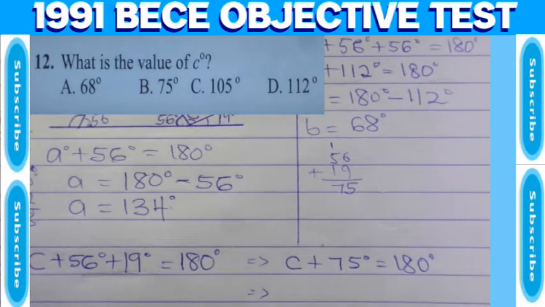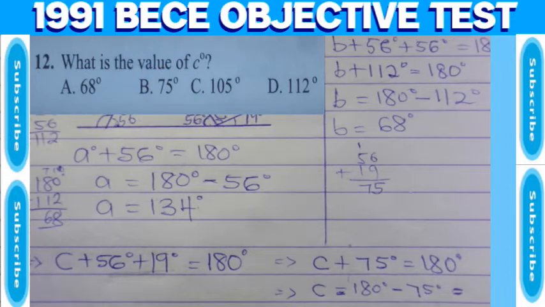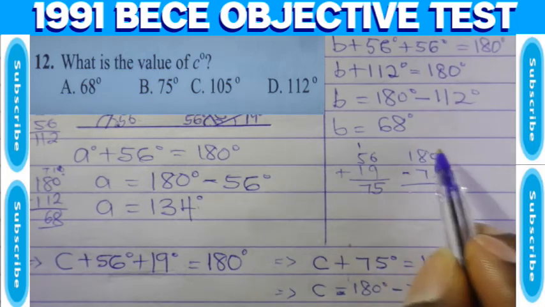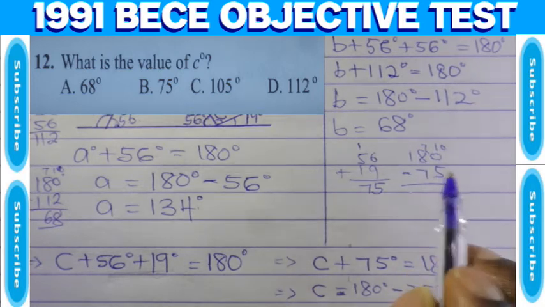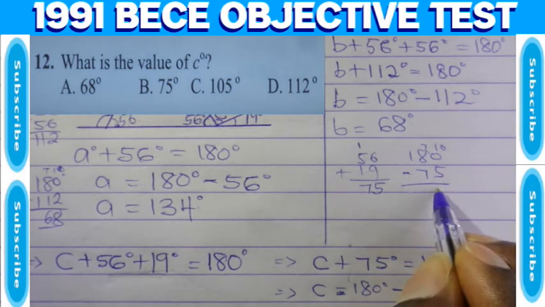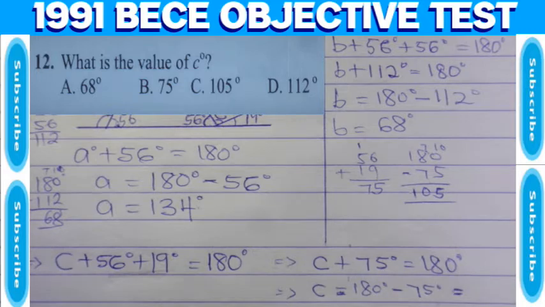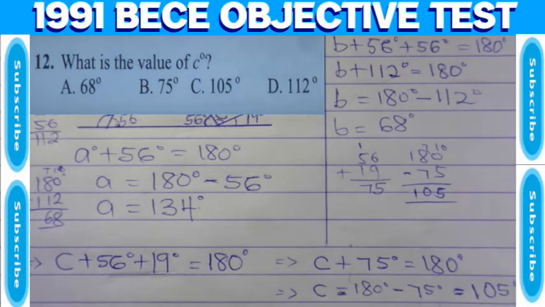So going forward, we have to subtract 75 from 180 degrees. So C will be equal to 180 degrees minus 75 degrees. So let's subtract 75 from 180. We borrow 1 from here to here, we have 10, then 7 is left here. Then 10 minus 5 gives us 5. 7 minus 7 gives us 0. Then we have 1 left here, 105. So that gives us 105 degrees, and this is how we go about the C as well.